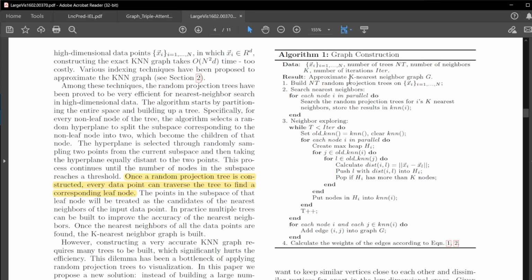Neighbor exploring: while t is less than the iteration limit, set old KNN equals KNN and clear KNN. For each node i in parallel, create a max-heap Hi. For each j in old KNN[i], for each l in old KNN[j], calculate dist(i, l) = |x_i − x_l|, and push l with dist(i, l) into the heap. Pop if i has more than k nodes, and put the nodes in the heap into KNN[i]. Then t++. For each node i and each j in KNN[i], add edge (i, j) into graph G. Step 4: calculate the weights of the edges according to Equation 1.